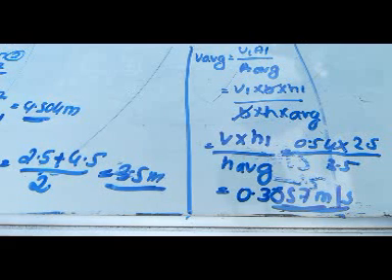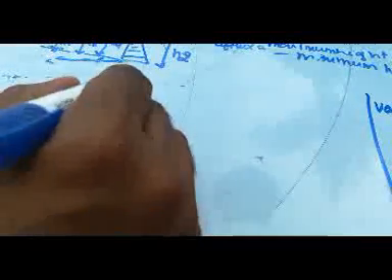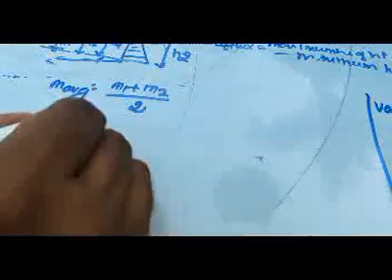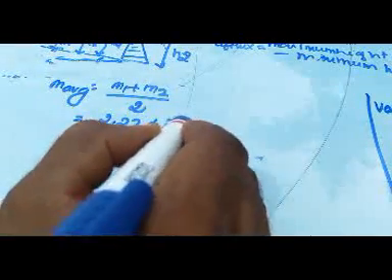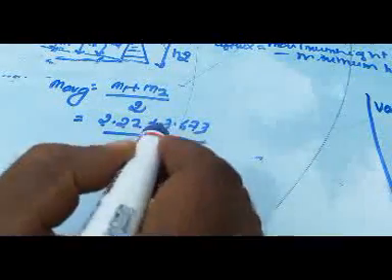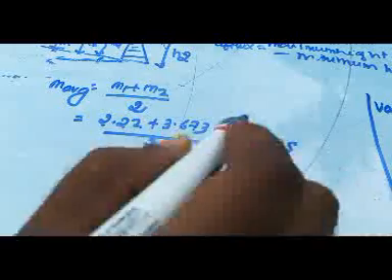So what is the hydraulic mean depth average? That also we need to calculate. We are getting two values here. M average is equal to M1 plus M2 divided by 2. That means 2.22 plus 3.673 divided by 2, which is equal to 2.9465.